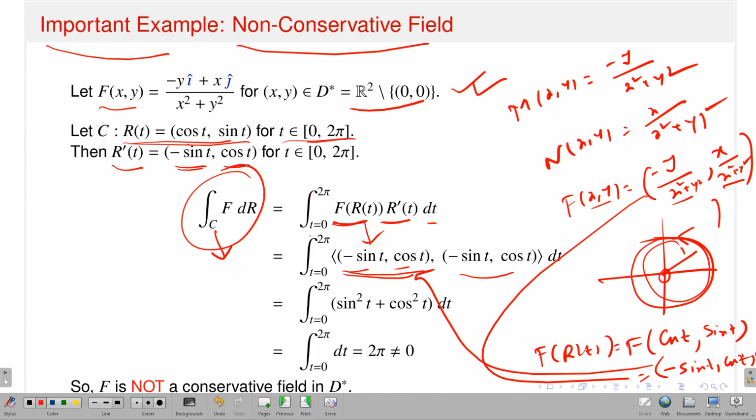This is the one, and this is the derivative. So take the inner product. You will have sine square t plus cosine square t times dt, which is 1. So it will end up with 2 pi, which is a non-zero number. Therefore, this is a vector field which is non-conservative.